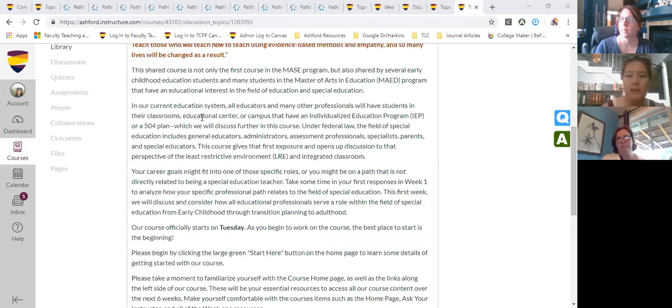Okay, here it is. It's just a quick little blurb: in our current education system, all educators and many other professionals will have students in their classrooms, educational center, or campus that have an IEP or 504. Then it talks about general educators, administrators, assessment professionals, specialists, parents, special educators, and community members. And then we talk about the field of early childhood education through transition planning to adulthood. So it's basically these two paragraphs that I put in my announcements every time I run the course, that could probably be shifted over to being part of the course shell.